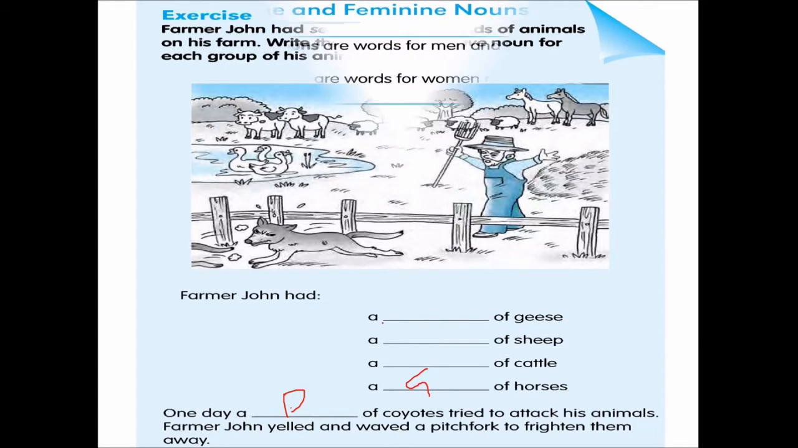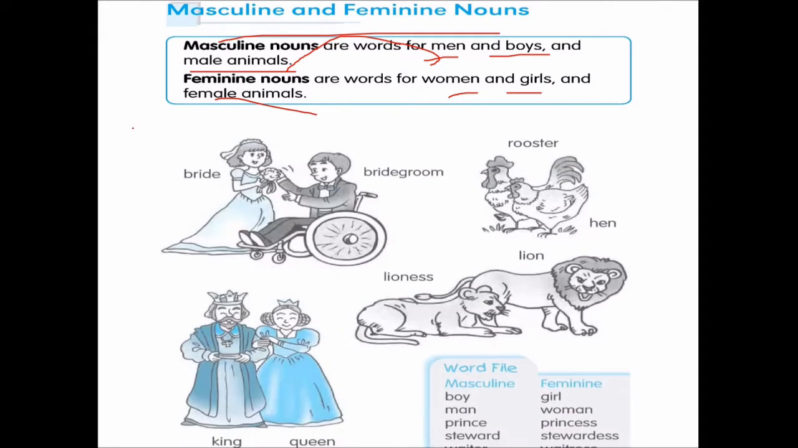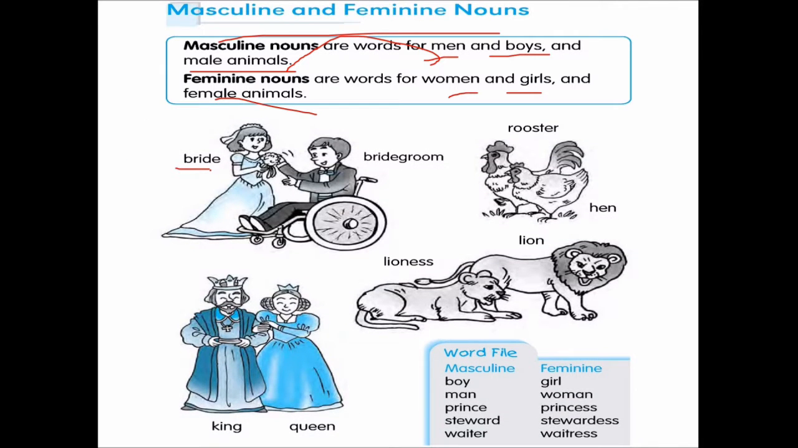So, group of horses. Now coming to masculine and feminine nouns. Masculine nouns are words for men and boys and male animals. Feminine nouns are words for women, girls, and also for female animals, like bride. This is a feminine noun. Bridegroom, masculine. Rooster, masculine. And hen, feminine. Lion, lioness.